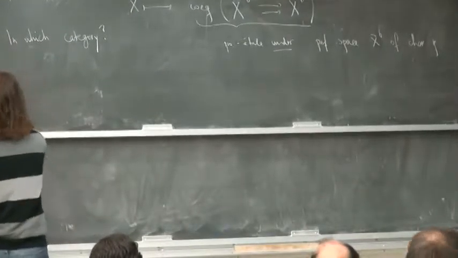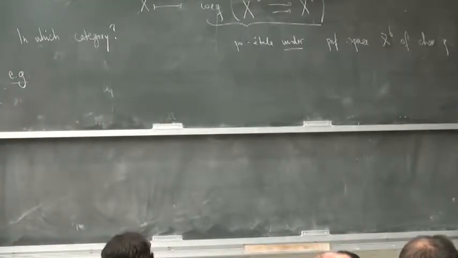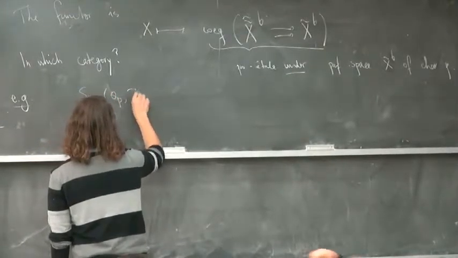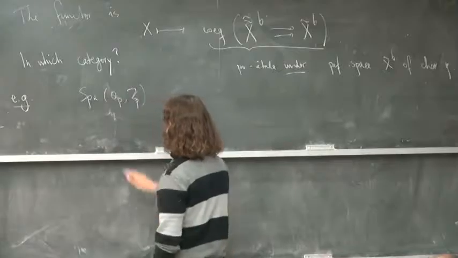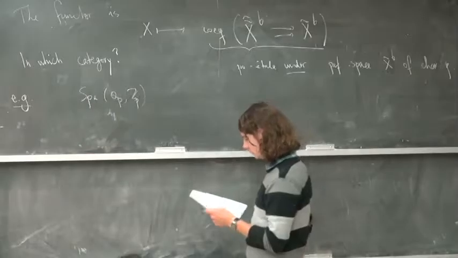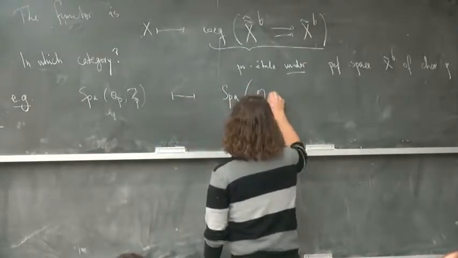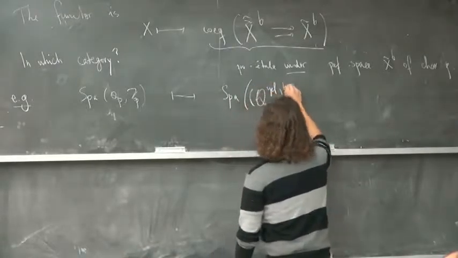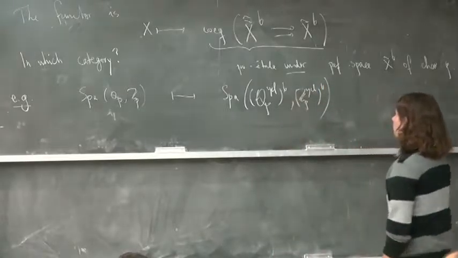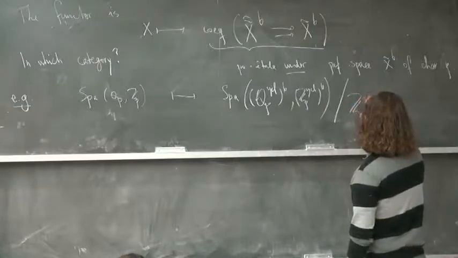An example for this procedure would be: what would you do for just a point, Spa QP? This can be covered by the cyclotomic extension. And so you send this to the Huber spectrum of the tilt of QP cyclotomic, modulo the action of the Galois group, which is Z_p cross.